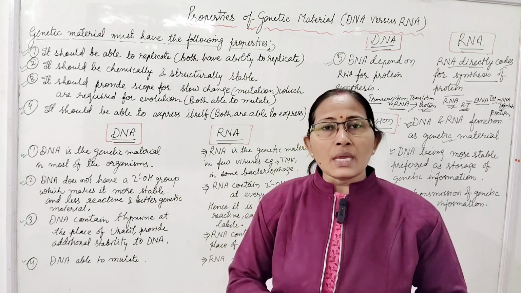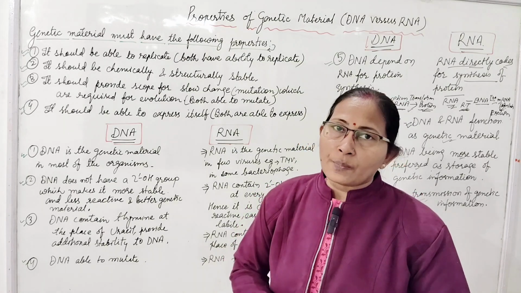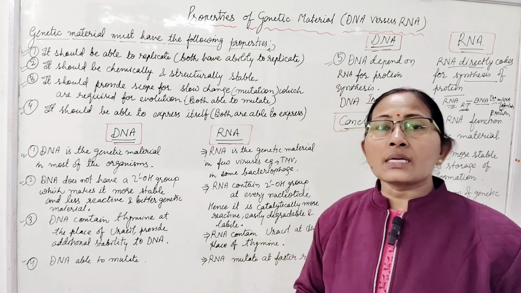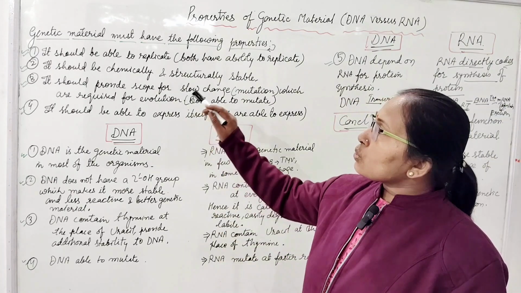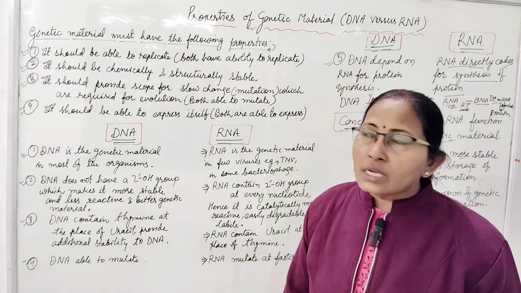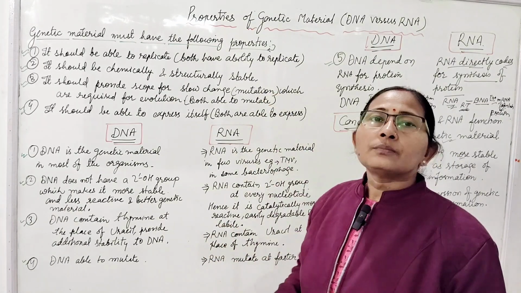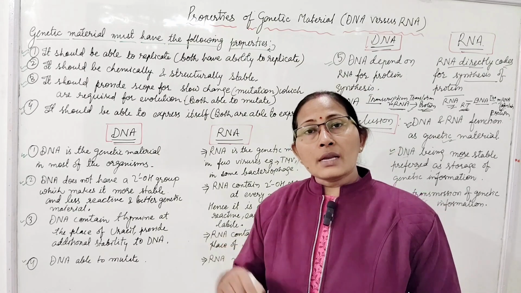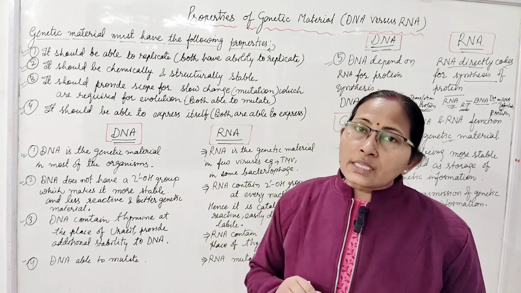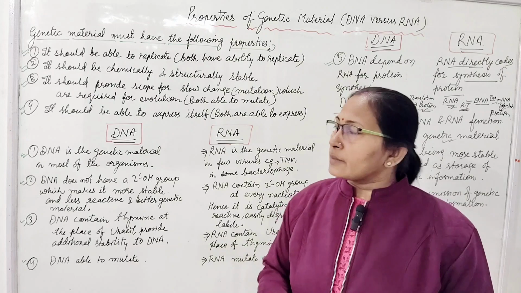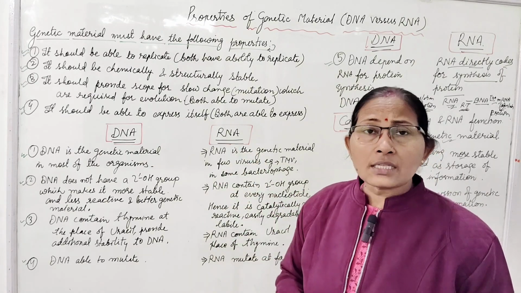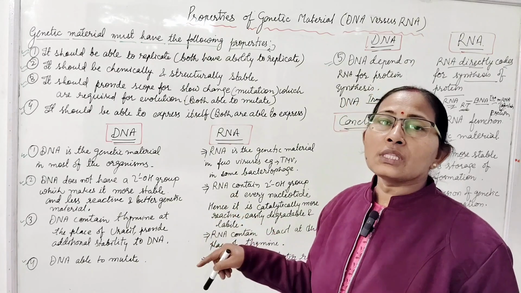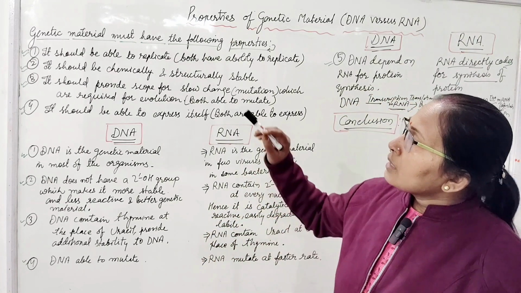Genetic material should be able to make its exact copy, a duplicate copy. DNA and RNA both are able to replicate. It should be chemically and structurally stable. Both are stable, but if we compare RNA to DNA, RNA is less stable than the DNA. How is RNA less stable than the DNA? We will see when we compare DNA and RNA.